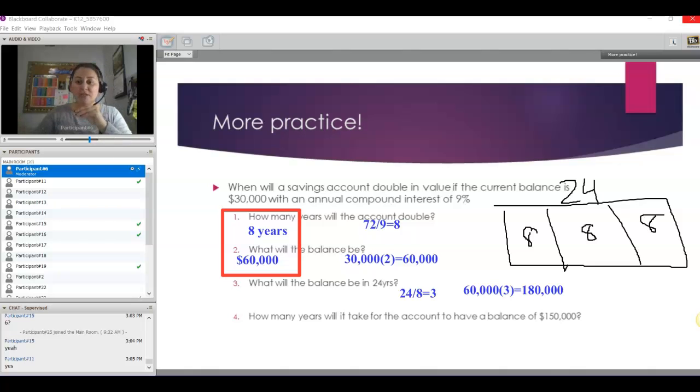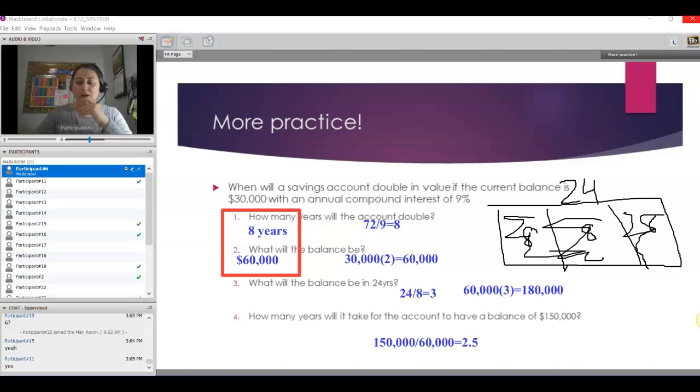That's how many groups. So if I look at my chart here, I would say 1 here, 1 here, and then half of an 8 right here. Okay? 2.5. So I'm going to multiply 8 times 2.5. When I do that, I'm going to get 20. So how many years will it take to have a balance of $150,000? 20 years.